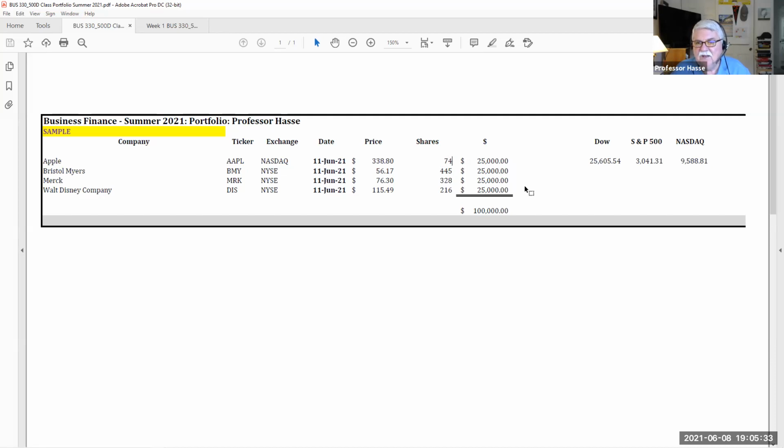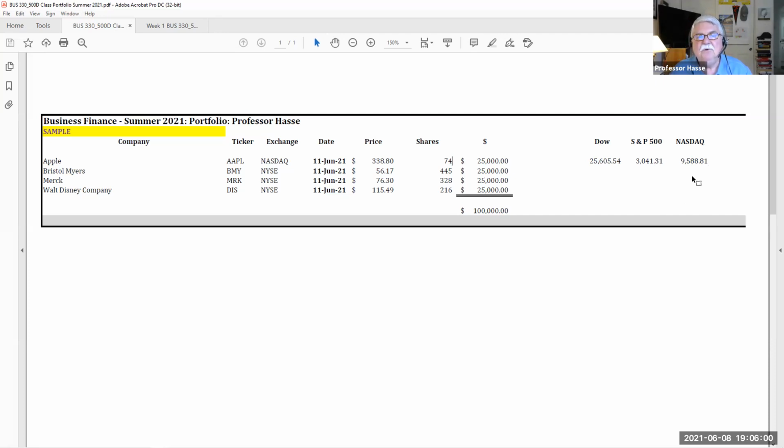You're also going to find the market indexes at the close of business this Friday. The Dow Jones Industrial Index, the S&P 500 Index, and the NASDAQ Index. Over the first 3 weeks of our course, in our Blackboard site, I have definitions of these 3 indexes and what they represent. Review those.